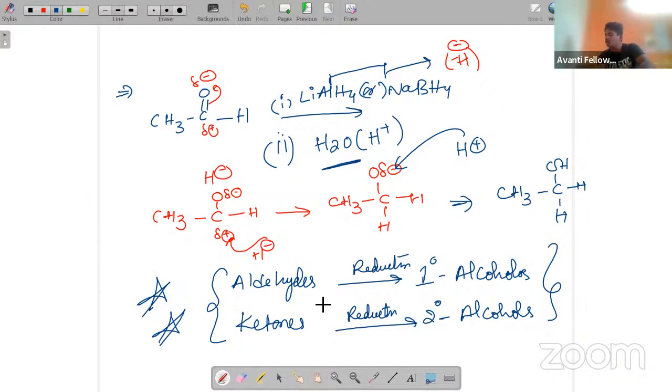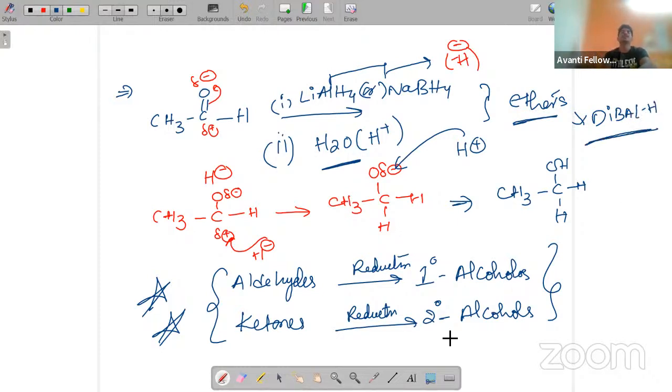I hope you all are clear with this. Yes, I forgot to tell, they can also reduce ethers. Ethers can also be reduced, but we can also use DIBAL-H, that is diisobutyl aluminum hydride. We'll study about this one.